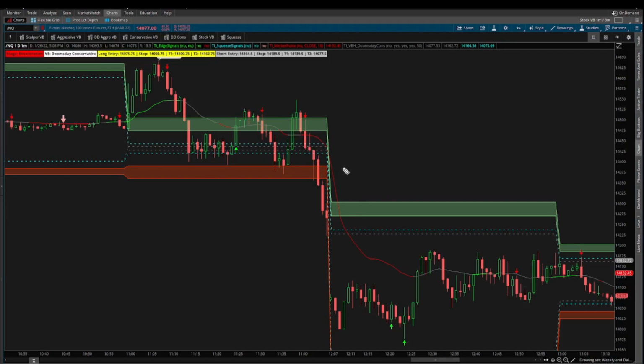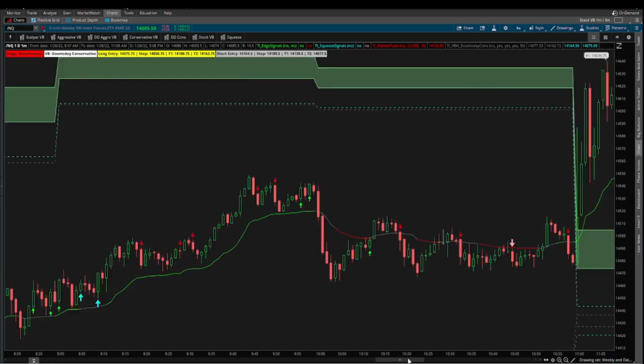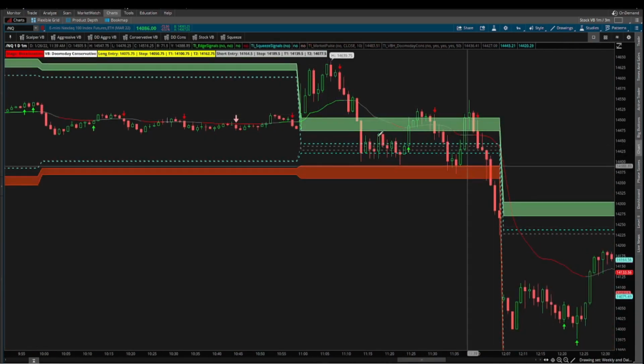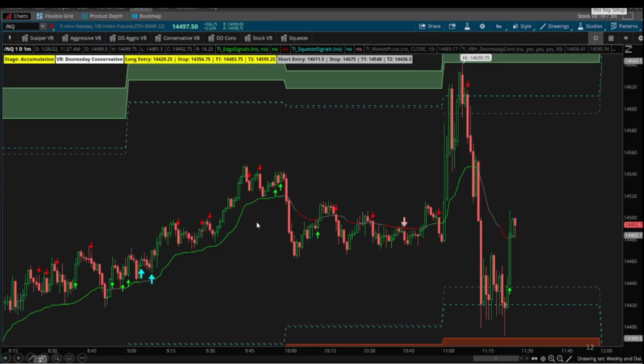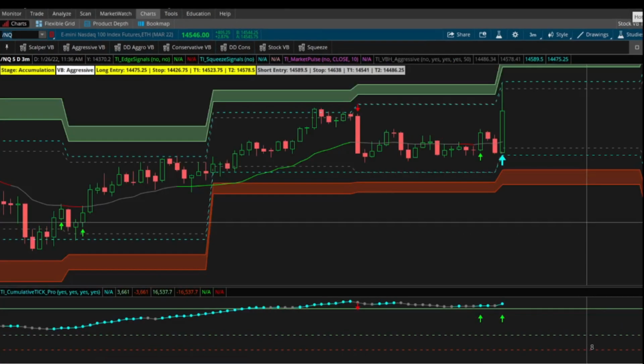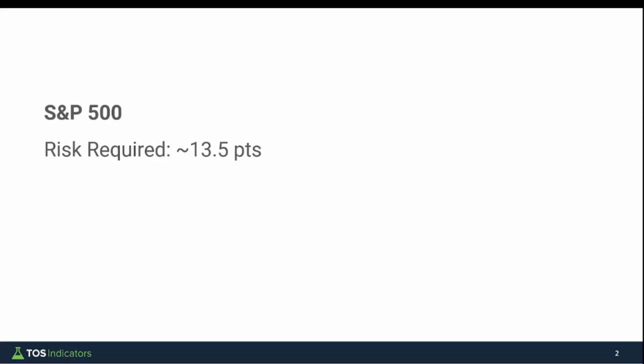So definitely an interesting day in terms of the FOMC related volatility. Leading up to the actual event, you can see it was a little bit more muted. However, once the event actually came into play, it was very much a volatile event that, in my opinion, was tradable, but required substantial risk per each trade. 58 points on the Nasdaq, 13.5, 14-ish points on the S&P 500. So this wasn't for the faint of heart.